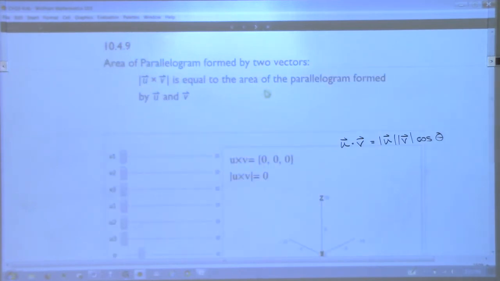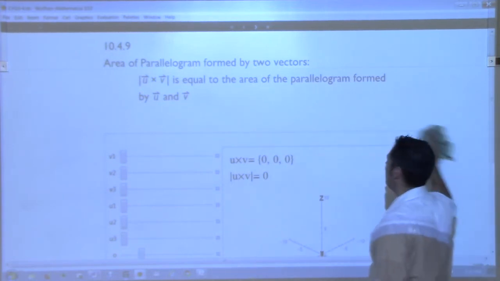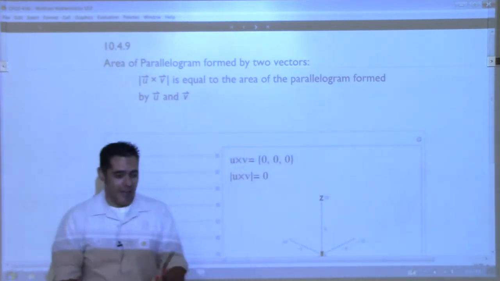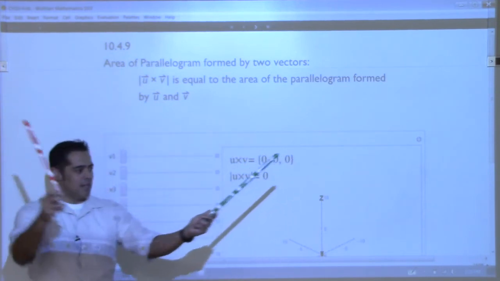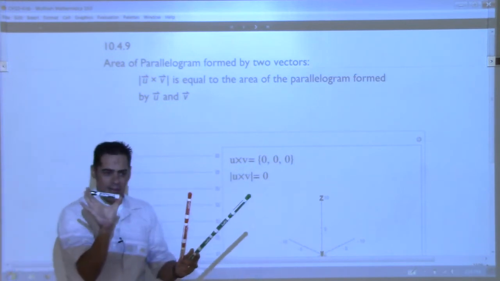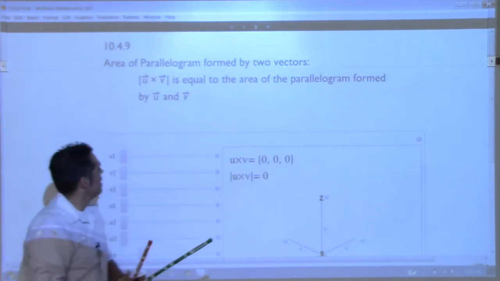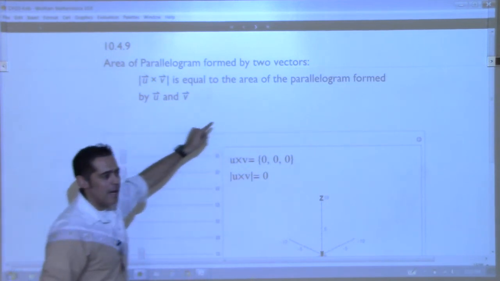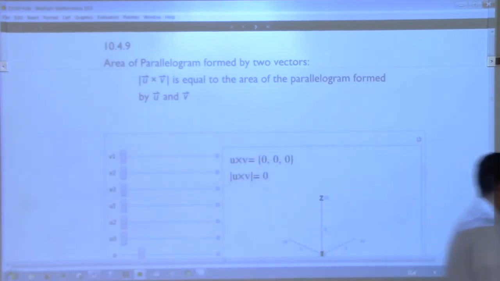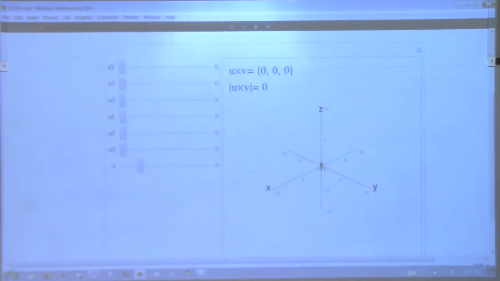All right, here's a result of cross products that's kind of nice also. And this has always just blown my mind. This theorem here: the magnitude of the cross product. So again, give me two vectors. Bring them together. Cross the vectors. Create this vector. The length of that vector is equal to the area of the parallelogram formed by these two vectors. What? What are you talking about?